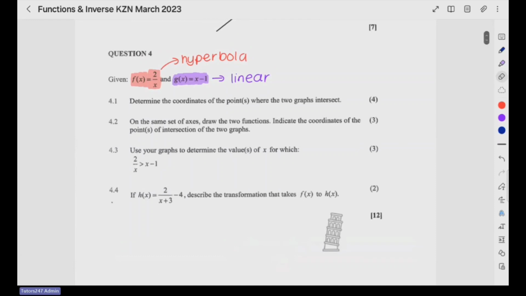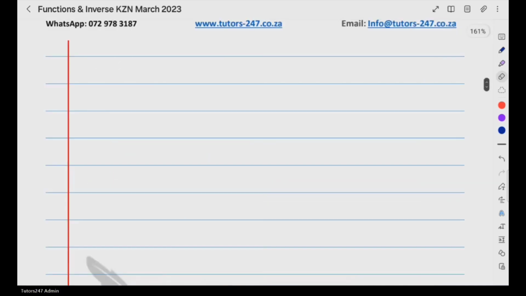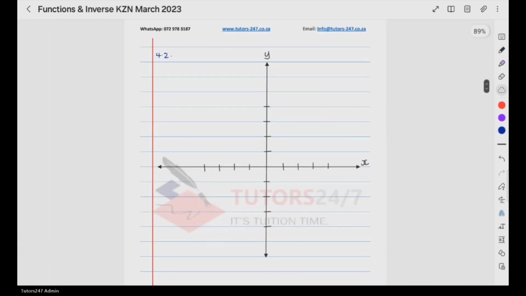Our next question is 4.2. On the same set of axes, draw the two functions, indicate the coordinates of the points of intersection on the two graphs. So now on the same set of axes, we need to draw these two functions. So let us start. We will start by drawing our x and y axis. Now that we've drawn our x and y axis, let us make a few notes regarding the important information that we will need in order to sketch our graphs.